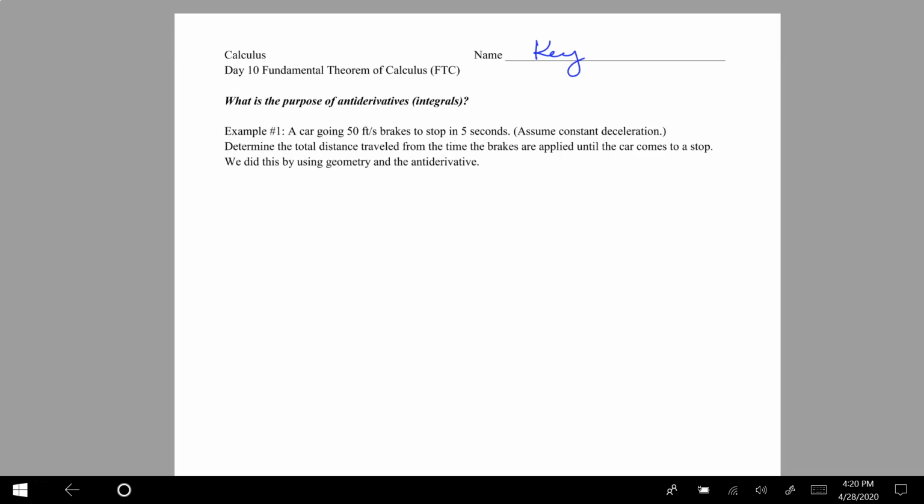So what is the purpose of antiderivatives? We've been working with derivatives the last couple of days. We did antiderivatives before that. We're going to go back to antiderivatives again. So why do we do these antiderivatives or integrals?